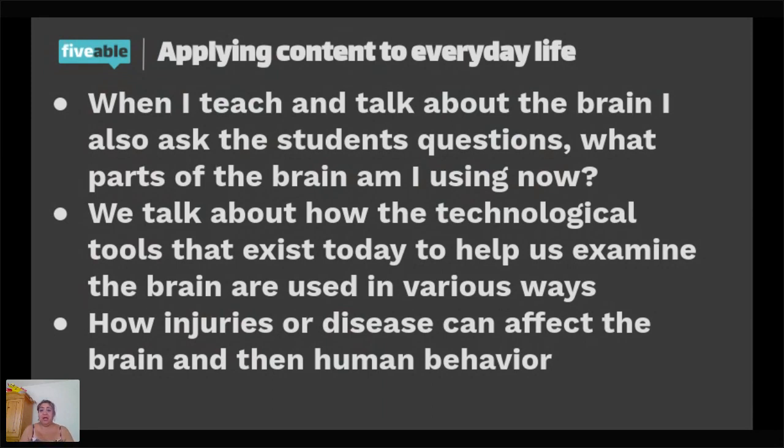We also talk about, like I said, the technological tools that exist today that help us look at the brain. We can see lesions in the brain. The MRI, if I remember correctly, the MRI machine allows us to see the chemical imbalances in the brain that are caused by depression and also by schizophrenia. And if any of you are not familiar with the illness of schizophrenia, most people who suffer from schizophrenia, they suffer from hearing voices. Now, no one else hears the voices, their brain hears the voices.